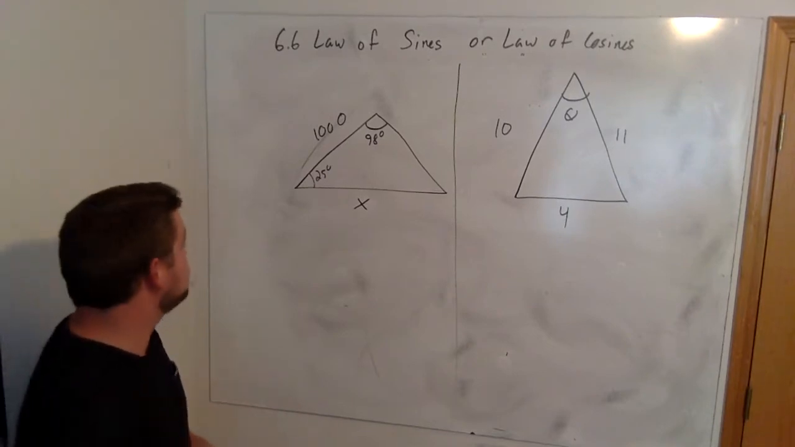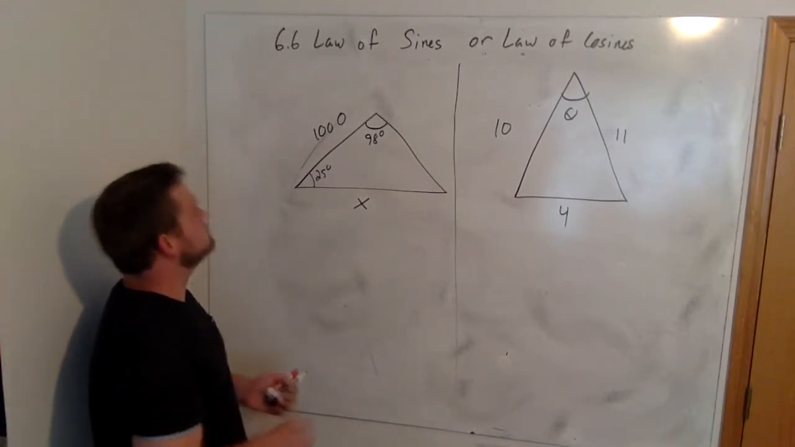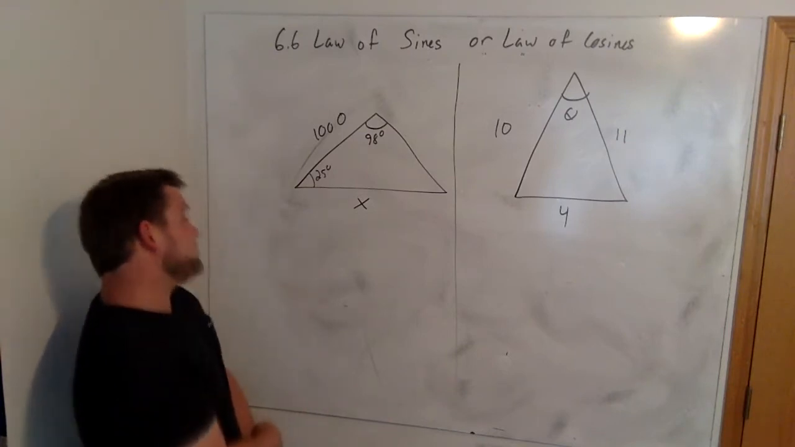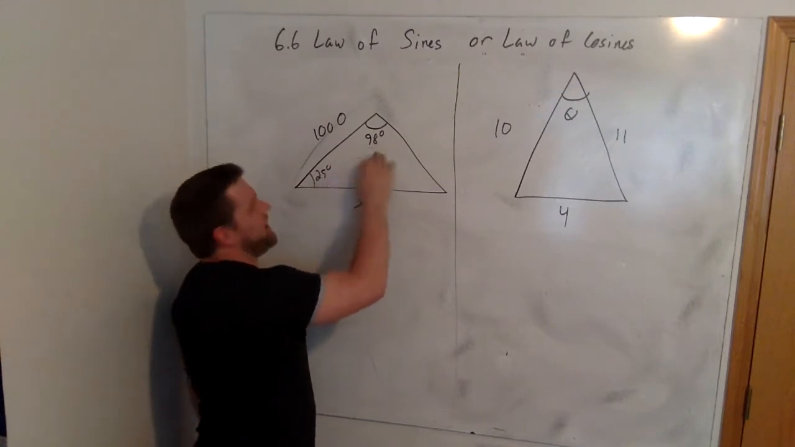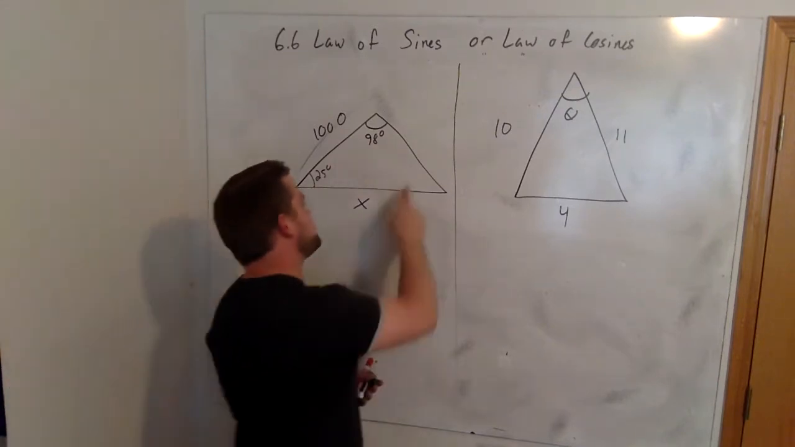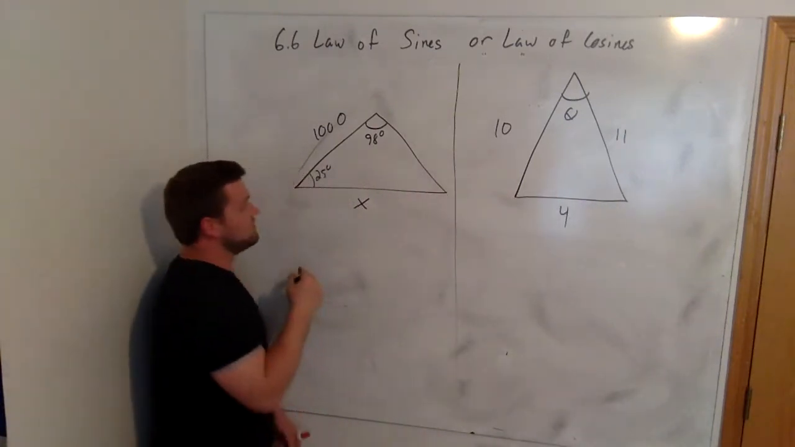Okay, let's do it. So let's think about this first one. What can we do on this first one? Well, the first thing I'm going to notice is that I know 2 of these angles. I could find the third one, but let's say you don't find the third one quite yet. What if you tried to use the law of sines?